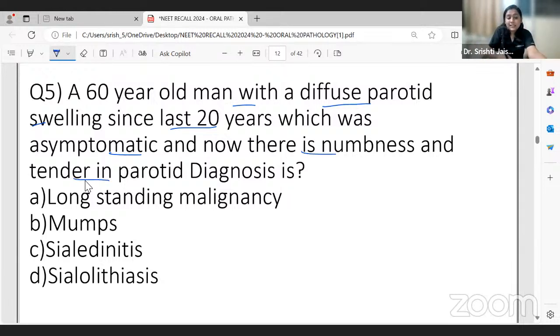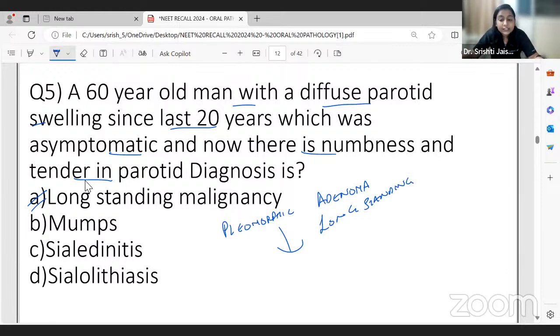Now there is numbness and tenderness in the parotid. So numbness is because of the involvement of the facial nerve. So what is the diagnosis? Very direct, it is a long-standing malignancy. So generally, which is the most common tumor of the salivary gland? It is pleomorphic adenoma. So if this pleomorphic adenoma, as I have discussed, becomes very long standing, then it can convert into carcinoma ex pleomorphic adenoma.